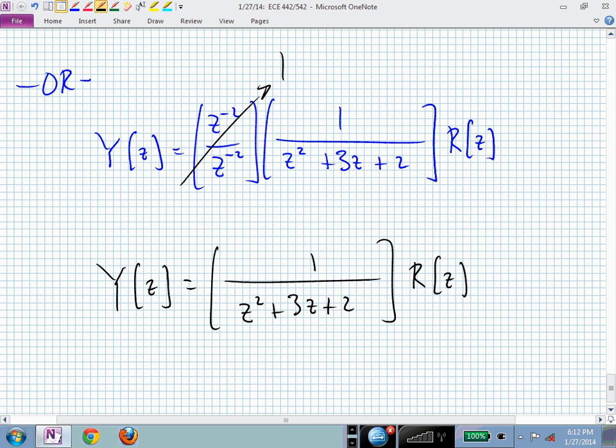between the reference input r and the output that we selected to be y, and this is now our system's transfer function. Just the piece that's inside the square brackets. And that's a second order transfer function, which is consistent with our second order difference equation.